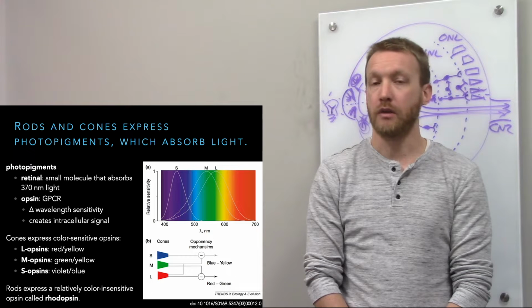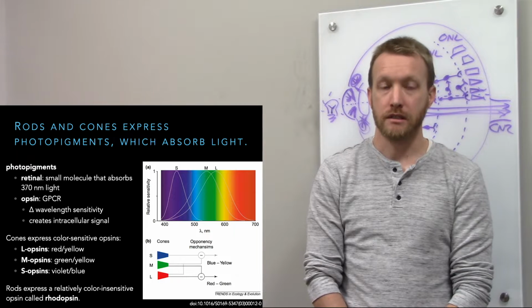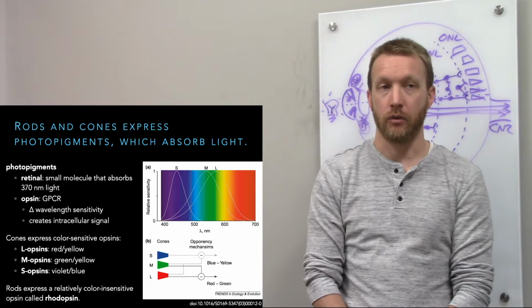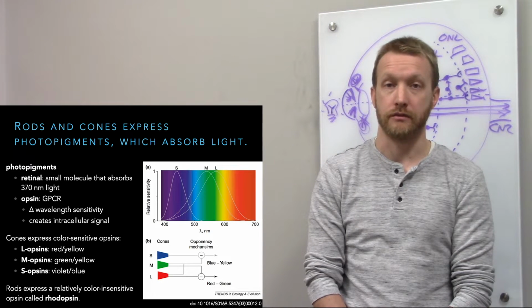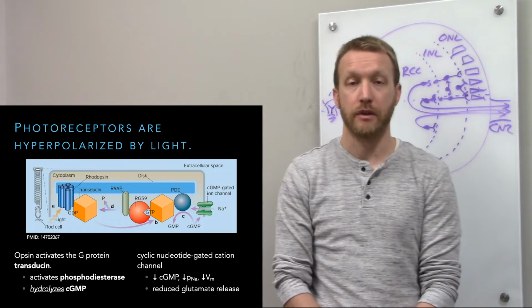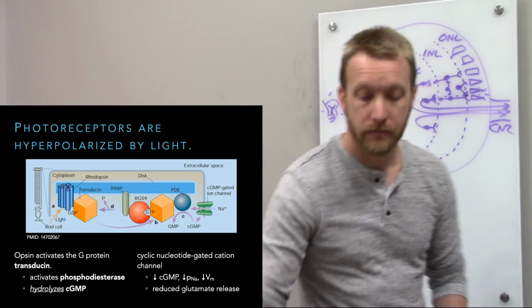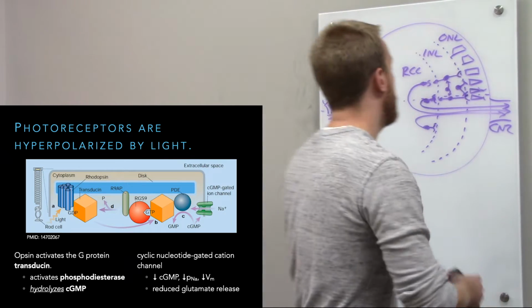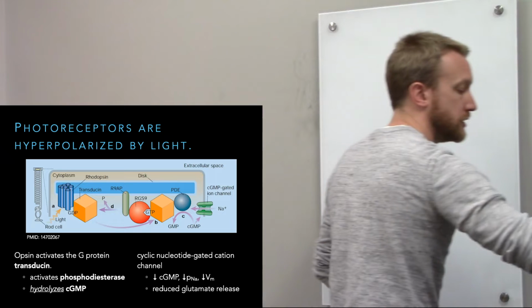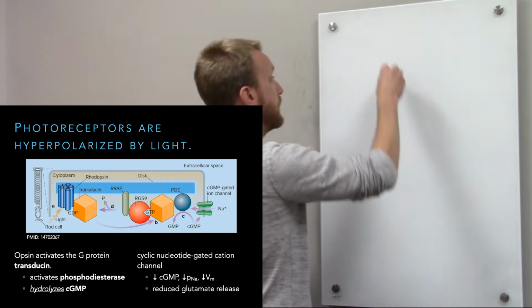Now rods don't have any sort of special opsins. They express a color-insensitive opsin called rhodopsin. This causes retinal to absorb a variety of wavelengths, making rods color-insensitive. Now, regardless of which opsin you express, the same thing is going to happen under the hood. When light is absorbed by retinal, this activates opsin. Opsin is a G protein coupled receptor, and the G protein that's attached to it is transducin.